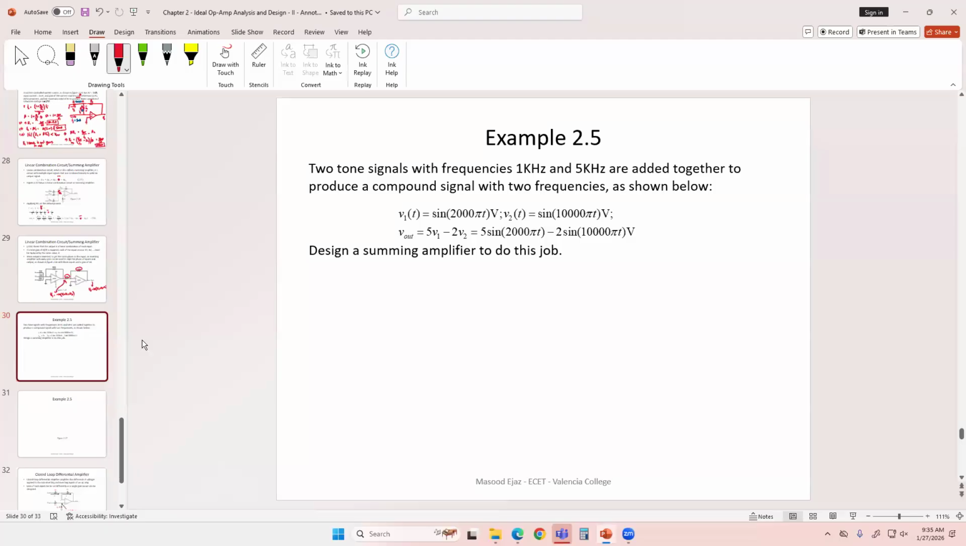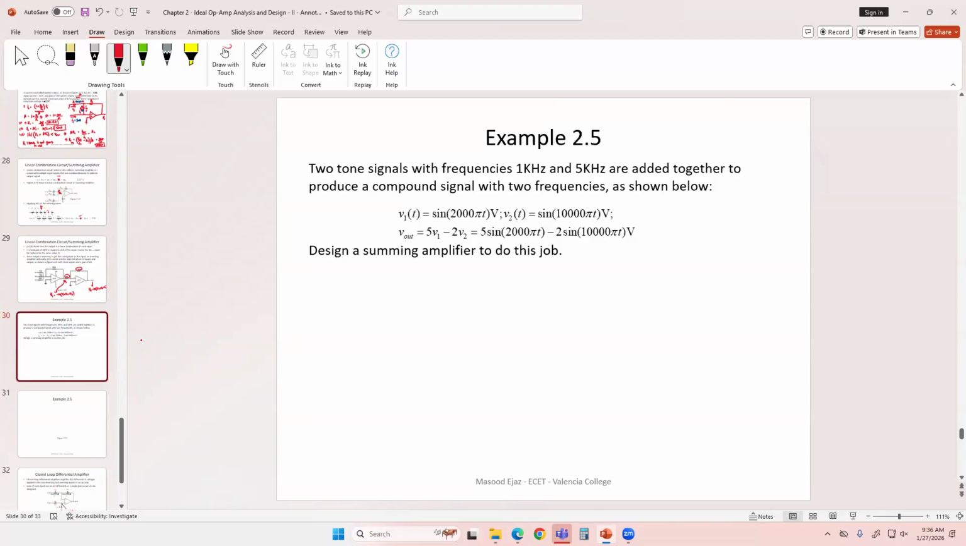Two tone signals with frequencies 1 kHz and 5 kHz are added together to produce a compound signal with 2 frequencies as shown below. So one signal has a frequency of 1 kHz, sine 2000 pi t, and the other signal has a frequency of 5 kHz, sine 10,000 pi t. What we want is to create a circuit with an output of 5V1 minus 2V2. That is 5 sine 2000 pi t minus 2 sine 10,000 pi t. So we have to design a summing amplifier for that.